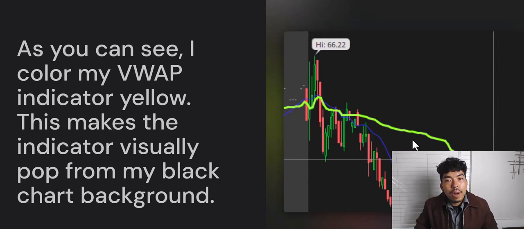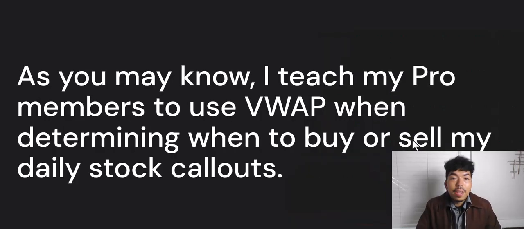And if you want to make your VWAP stand out, make sure to color it yellow or white or some other color that stands out really well against the black background, especially if you're using night mode like me. If you use night mode, by the way, comment in the section down below. I use night mode because night mode is the superior mode.